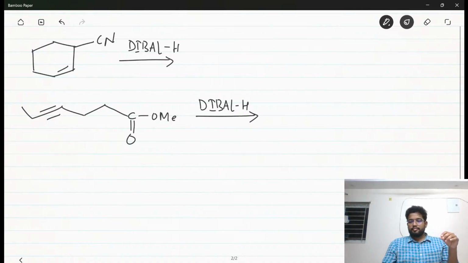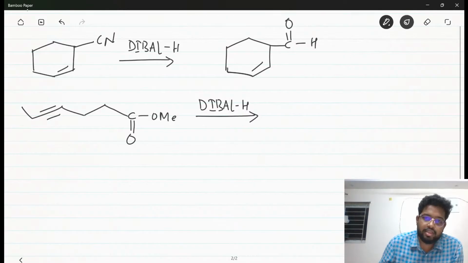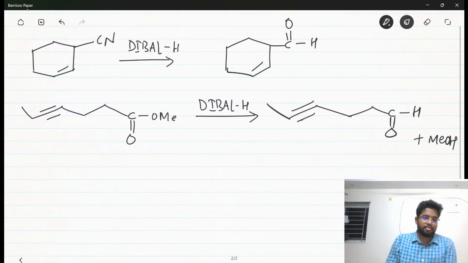Now listen. What is the product here? The cyanide will convert to aldehyde in the presence of DIBAL-H. This ester will convert to the respective aldehyde along with formation of methanol, MeOH, but there is no reaction on the double bond and triple bond.